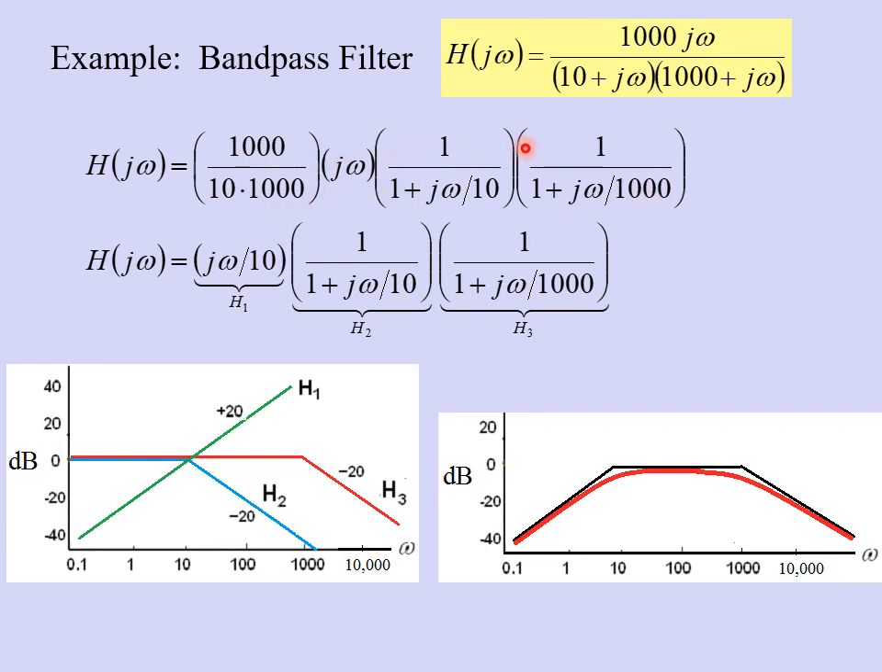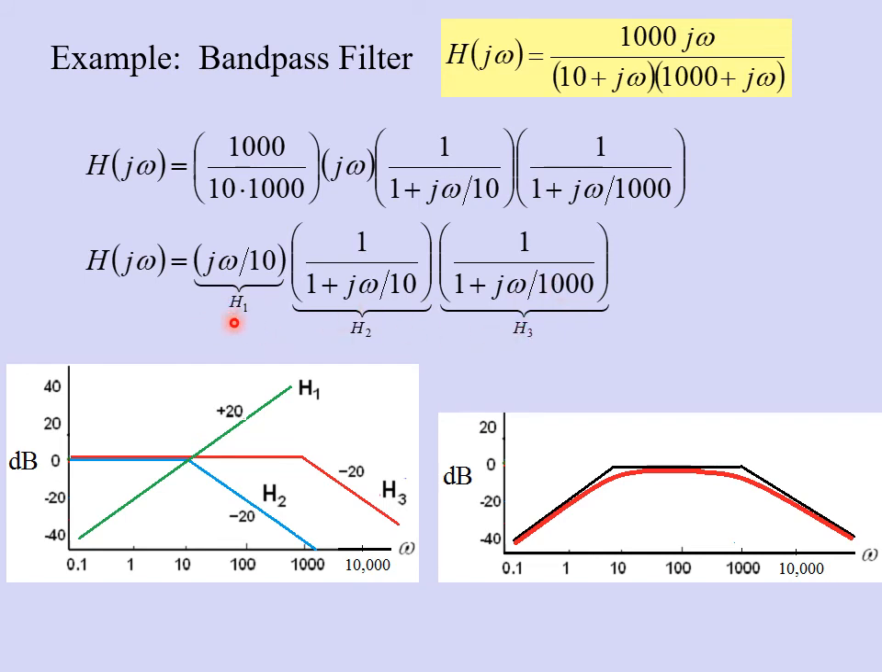Actually, let's see. The way I did this is I combined these two into one. So notice what we have here. We have 1000 divided by 1000. Those cancel. So really we have 1 over 10. So I'm going to write this j omega over 10 and just put that out here, because this is one of those forms that we know how to handle from a couple slides back. So let's call that h1. And then this term here we'll call h2, and this term here we'll call h3. So we have 3 terms to plot.